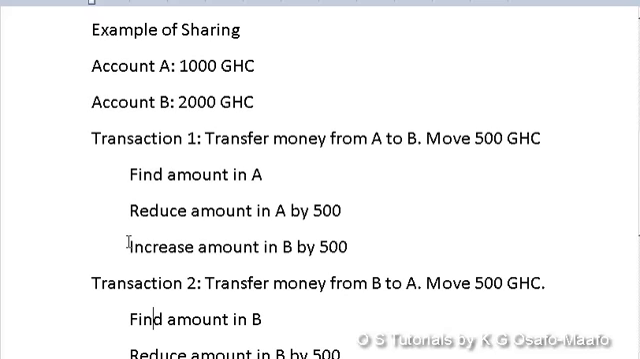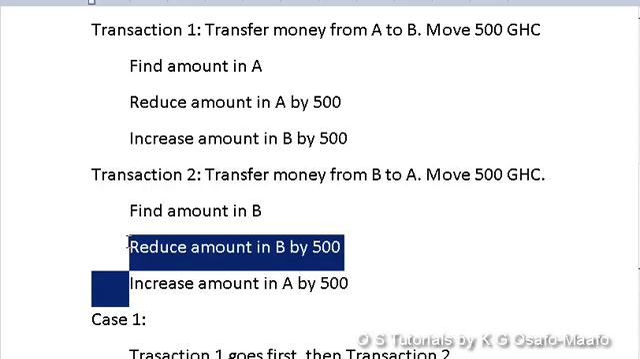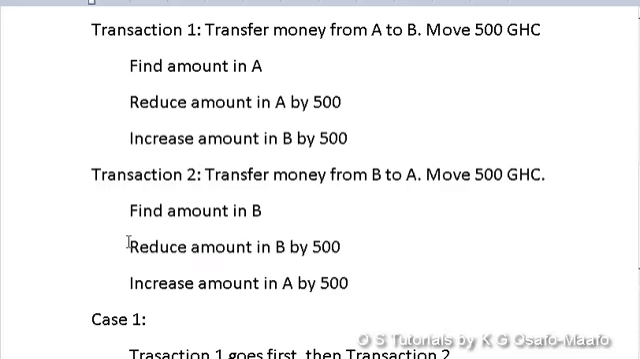So there's a small example here where there are two bank accounts, A and B, right? Account A has 1,000 and account B has 2,000. Now, one transaction wants to move money from A to B. In other words, it's going to find out whatever is in A and reduce it by 500, and increase B by 500. We're taking the money from A and putting it into B. And the second transaction is going to move money from B to A. This means it's going to have to reduce whatever is in B by 500 and increase whatever is in A by 500.